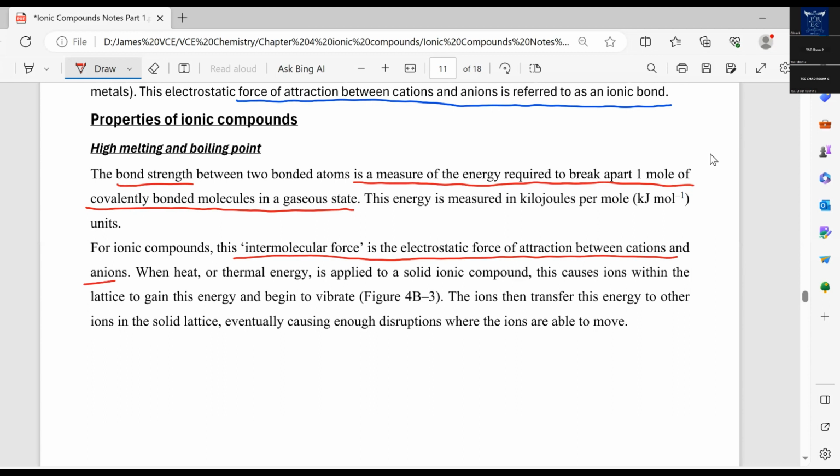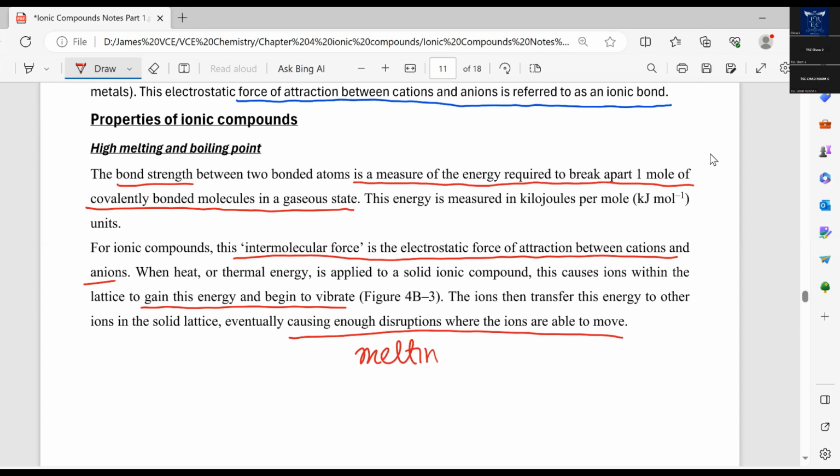So when heat or thermal energy is applied to a solid ionic compound, this causes the ions within the lattice to gain energy and begin to vibrate. Then these ions transfer the energy to other ions, eventually causing disruption of the lattice, when the ions are able to move. That is what we call melting.